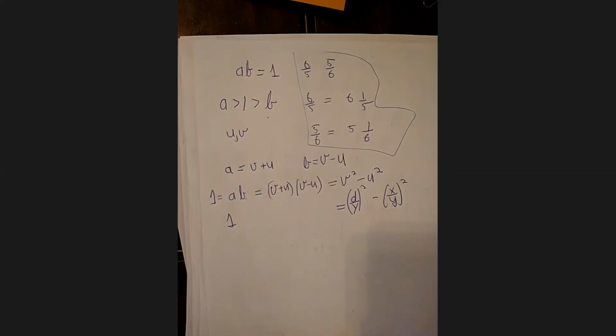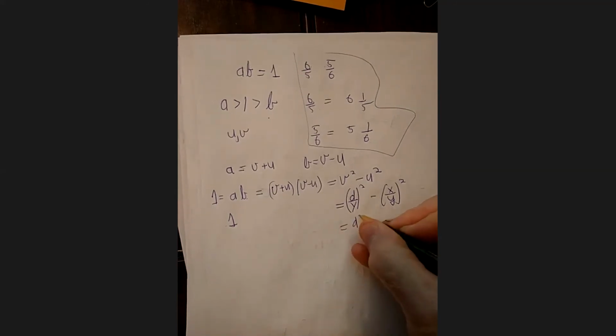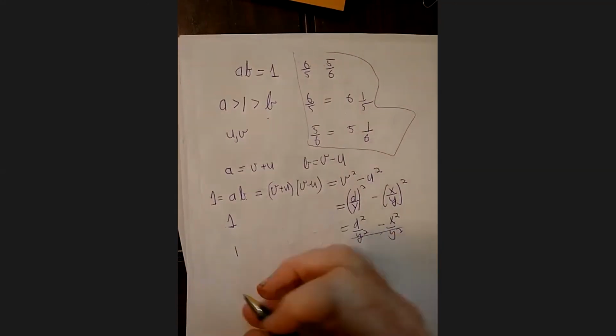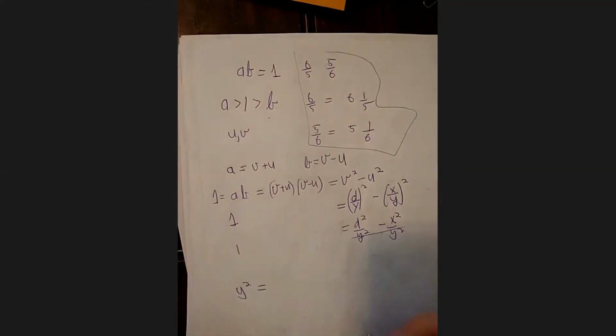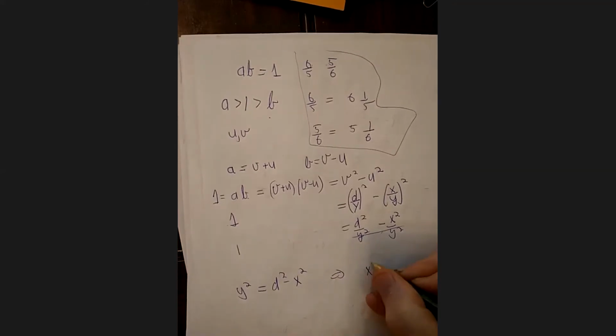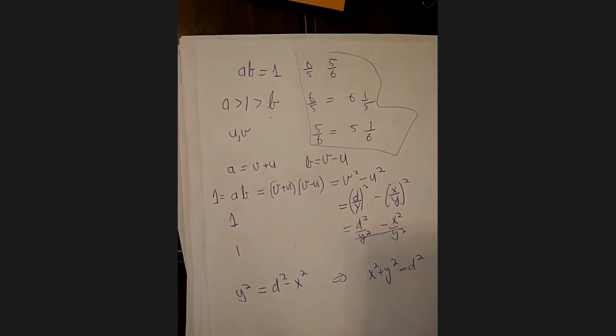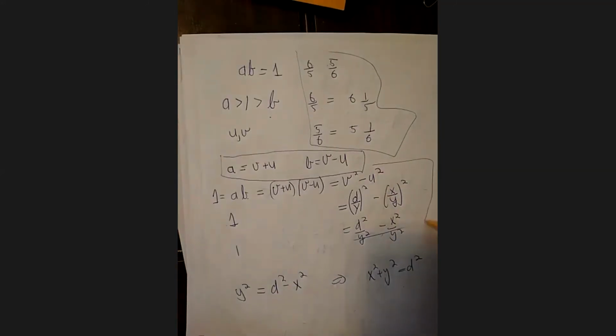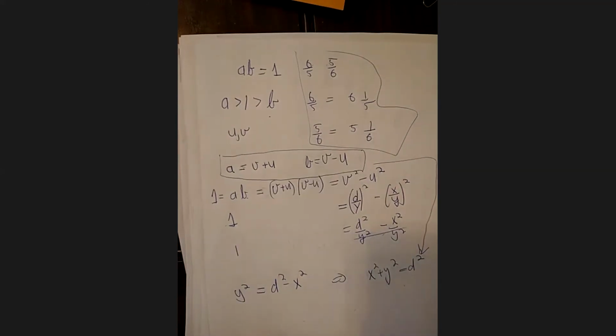And what happens if I clear fractions? If I multiply everything by y squared, notice I get triples. So I have 1 equaling this. I multiply by y squared, and I get y squared equals d squared minus x squared, plus y squared is equal to d squared. So you can think of this as an algebraic trick to generate triples. And again, somebody had to think this up, and it's clever.